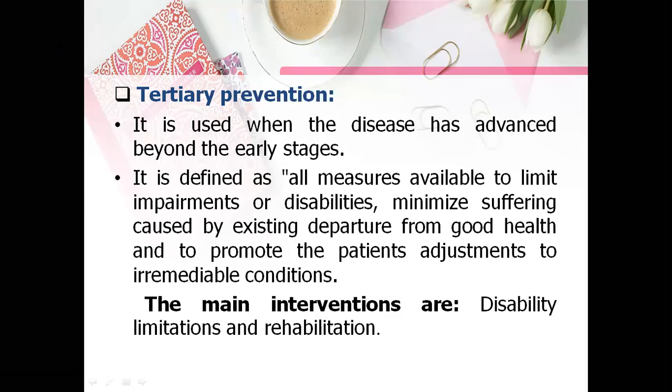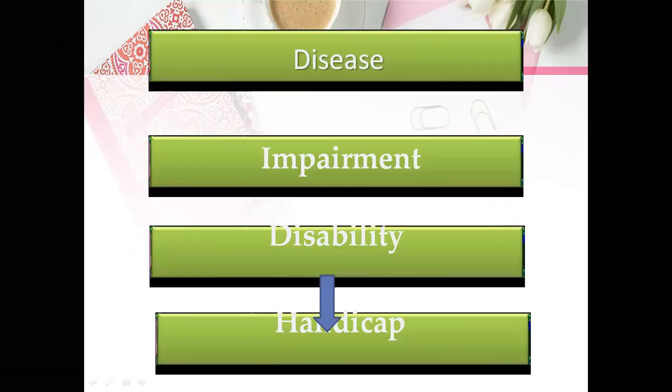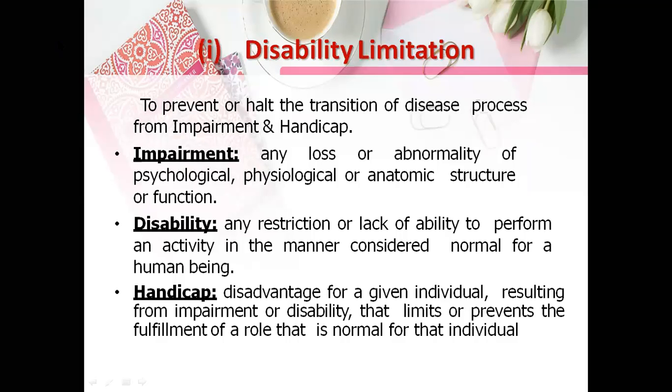Here I have given this. First of all, we have the disease. Because of the disease, the person might have an impairment, such as losing a leg or a limb, or not being able to walk or talk anymore. Then the disability is that he is not able to talk or walk anymore. And handicap is that he is not able to do all his activities anymore because of his disability. Whenever we talk about disability, we are trying to do disability limitation.